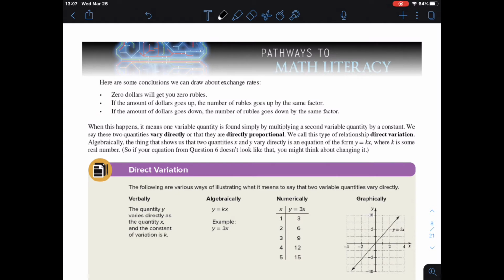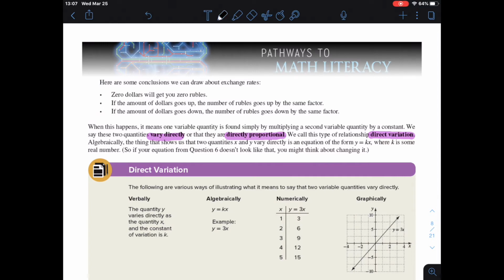So this is going to be our idea. When one quantity is found simply by multiplying a second variable by a constant, we say these two quantities vary directly, or that they're directly proportional. So this type of relationship is called direct variation. So there's a direct connection between the two things. What one does, the other does exactly.